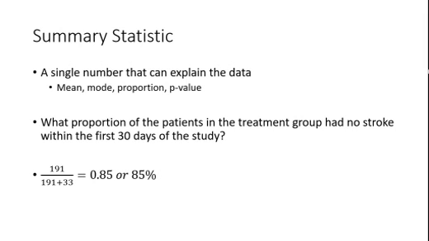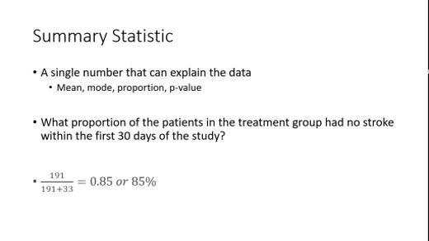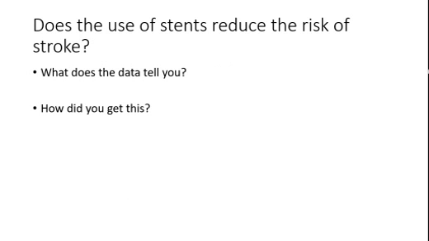Now, if you do the percent for the other one, for the people that were in the non-treated group, they actually have a higher percent of people that did not have a stroke. So, does the use of stents reduce the risk of strokes? So the data tells us what? The data tells us what we want it to tell us, because you can interpret the data different ways.